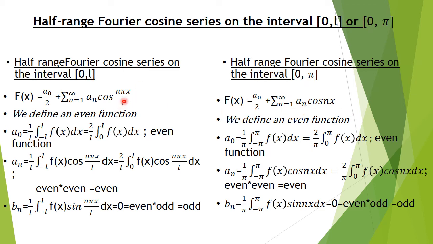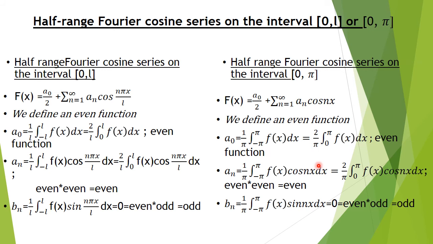Wherever L is there, you just substitute L equal to pi. Pi gets cancelled. So a naught by 2 plus sigma n equal to 1 to infinity a n cos nx when we have the 0 to pi interval. And a naught value is 2 by pi integral 0 to pi f of x dx, and a n is equal to 2 by pi integral 0 to pi f of x cos nx dx.